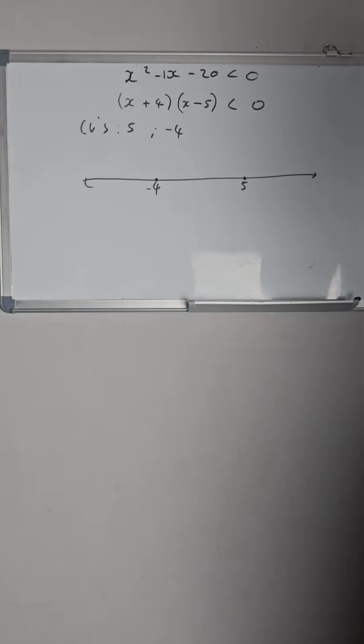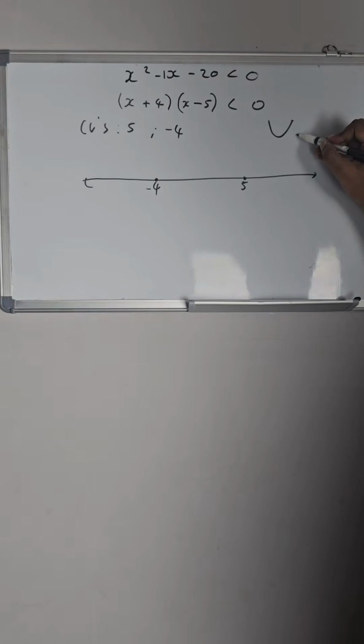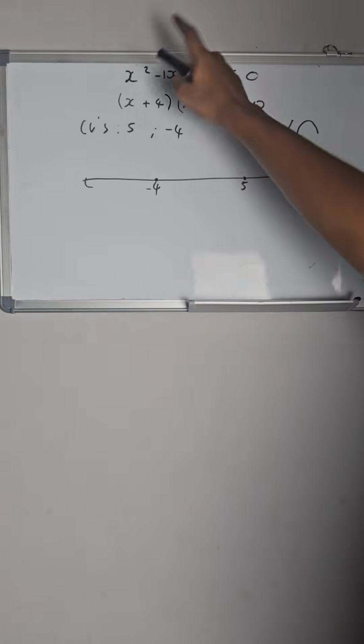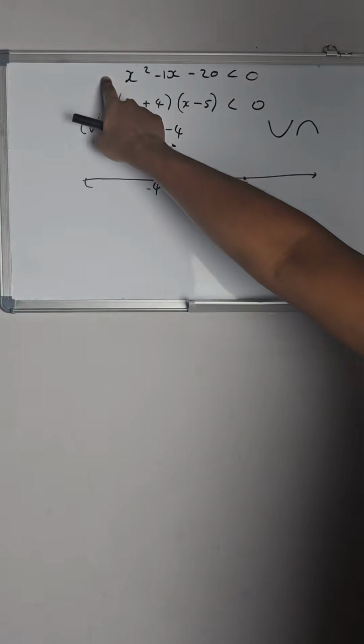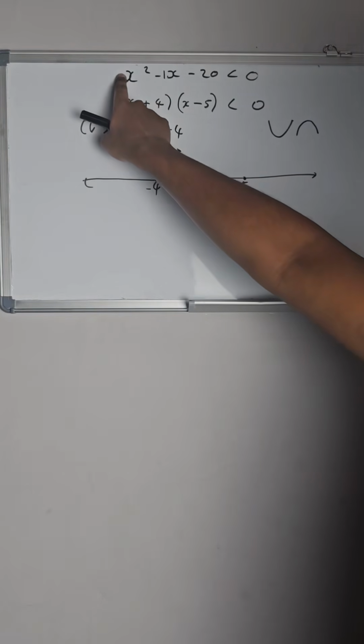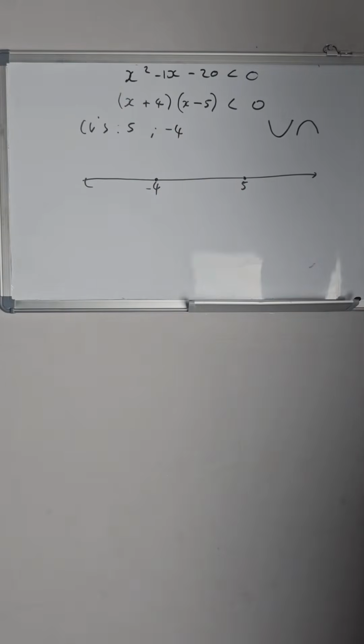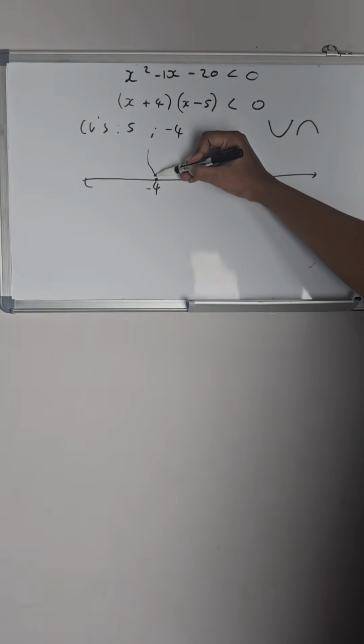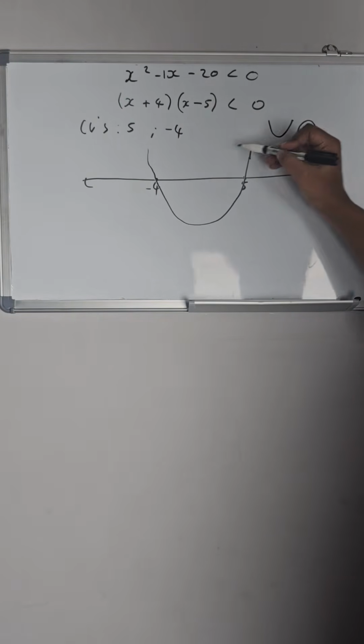Now, how do we know if this parabola is smiling or if it's frowning? We look back at the original. What's the value of this x squared? What's the coefficient? Is the coefficient positive or negative? It's a positive 1, so this is definitely smiling. So these are the roots, or the x-intercepts.